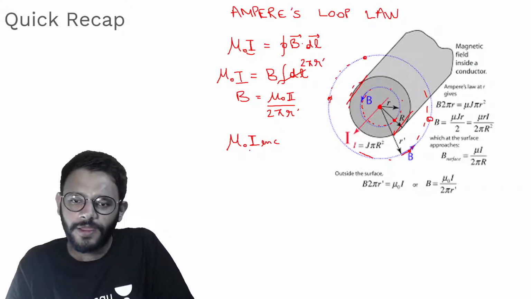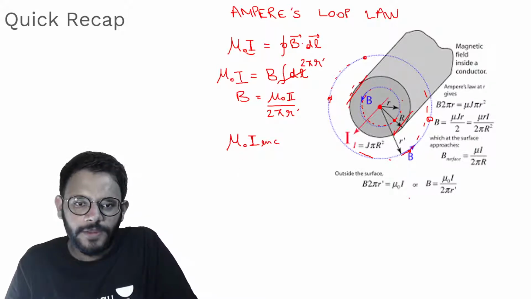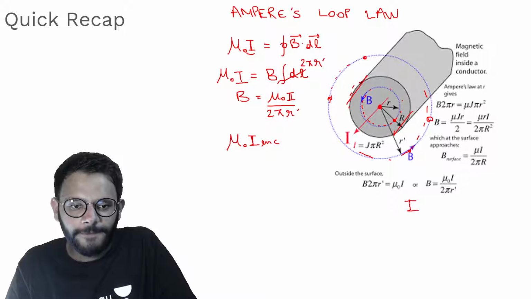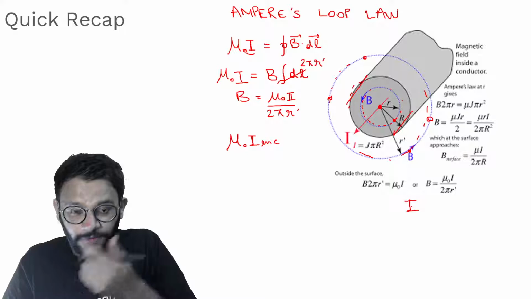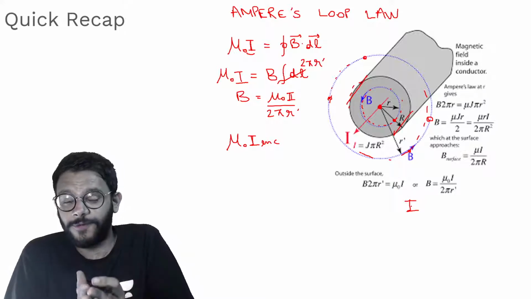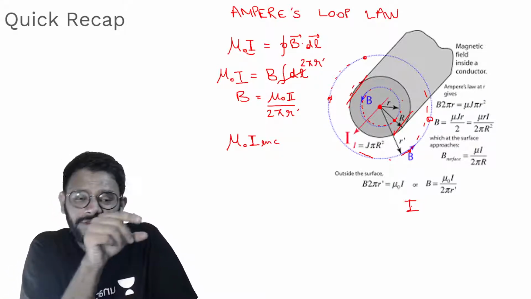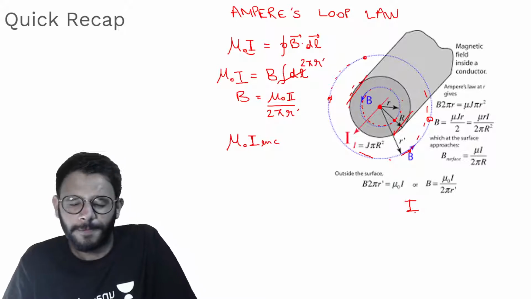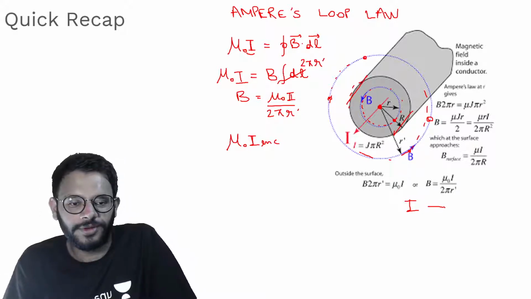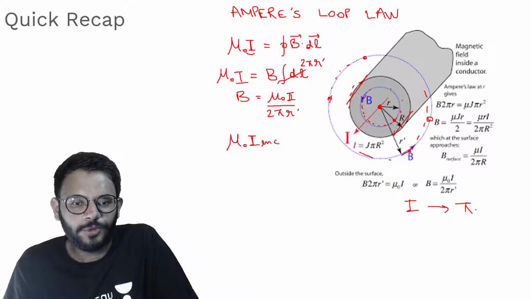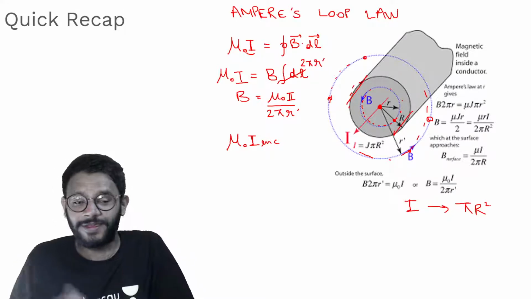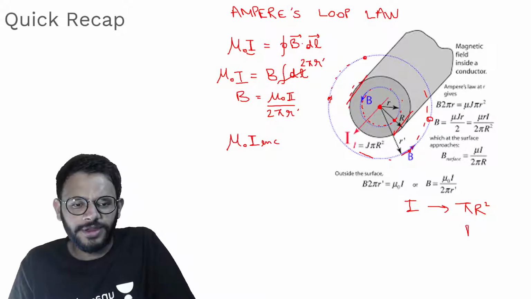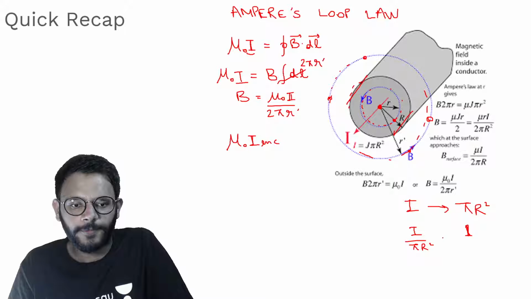So let's just say that the total current flowing through the cylindrical wire is I. Then I need to find the total current flowing through this smaller section, which is pretty much solved by the unitary method. If through πR² the current I is flowing, then through 1 unit area the current flowing is I upon πR².